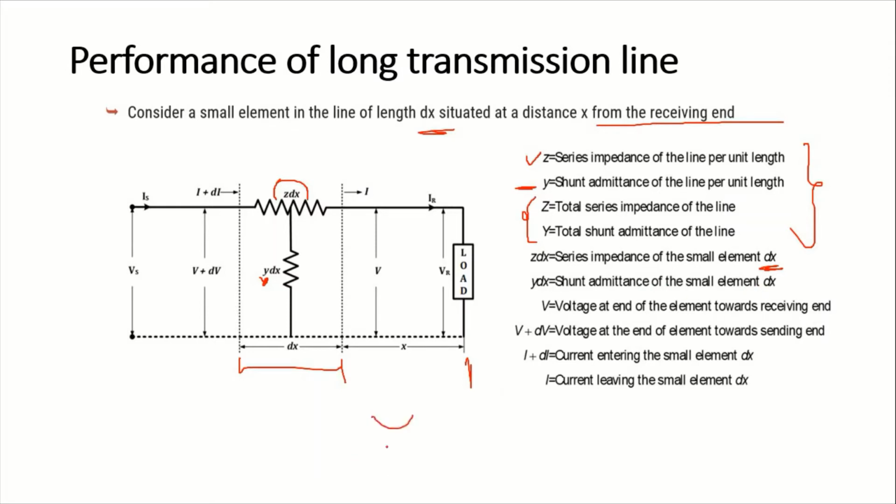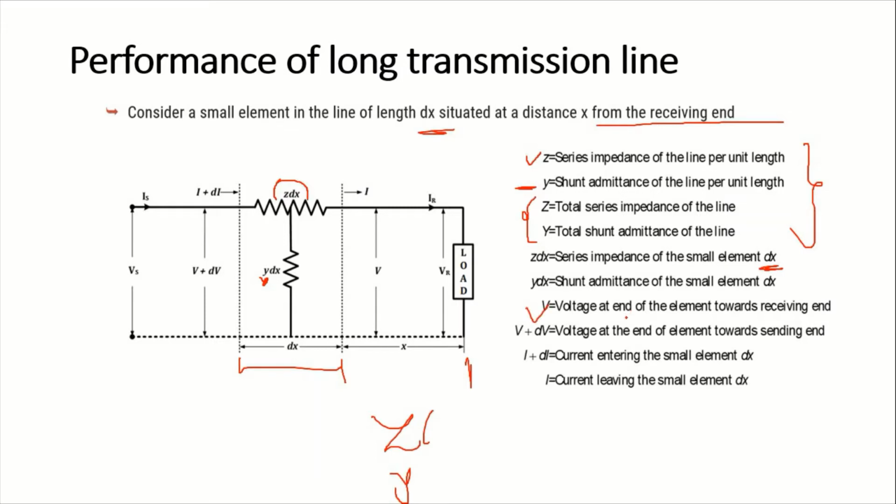If we multiply z and small y with the length of a particular transmission line, it becomes the series impedance or shunt admittance of that part of the transmission line. So here we multiply with dx, and it becomes the series impedance and shunt admittance of that small element dx.